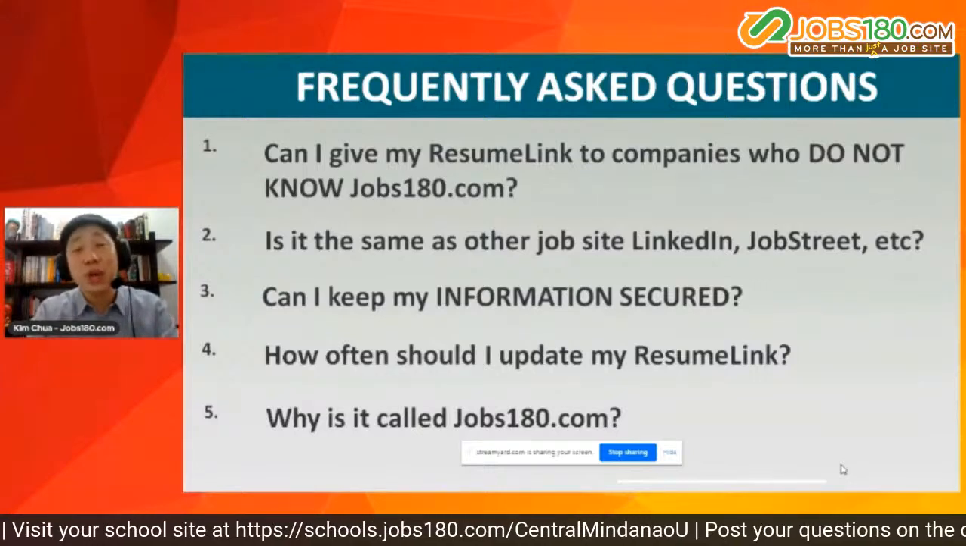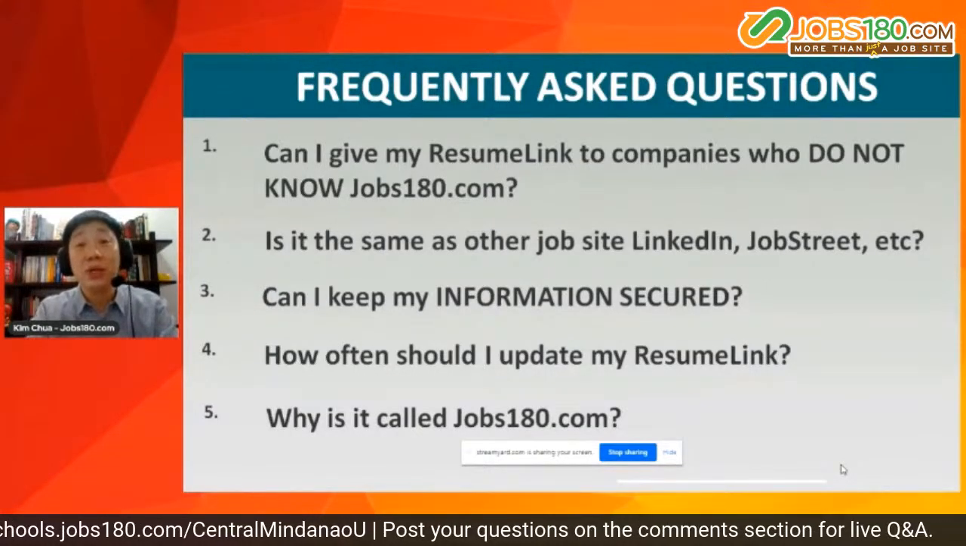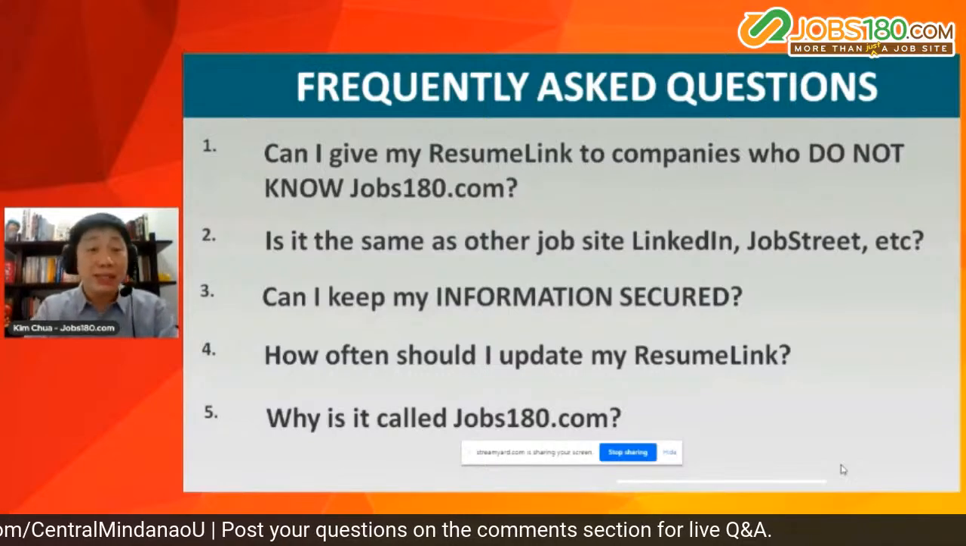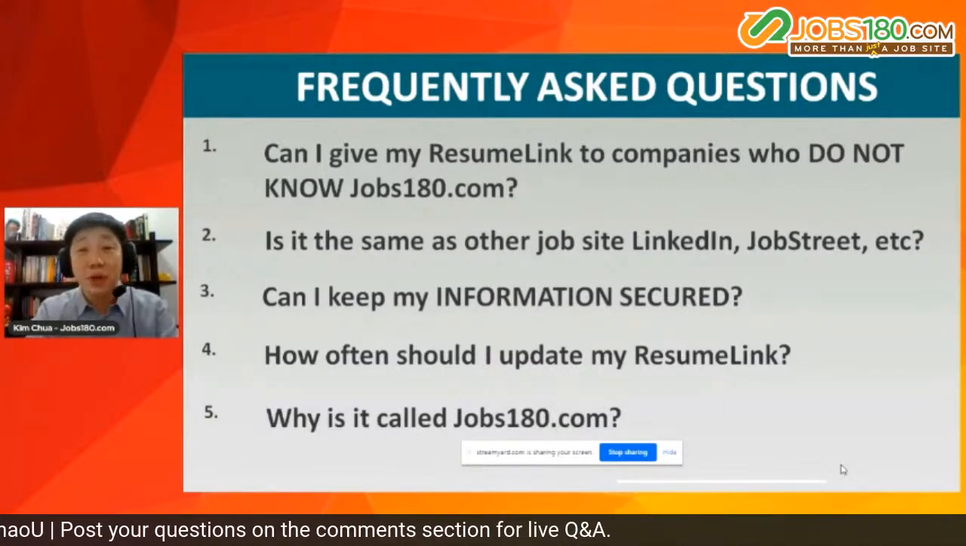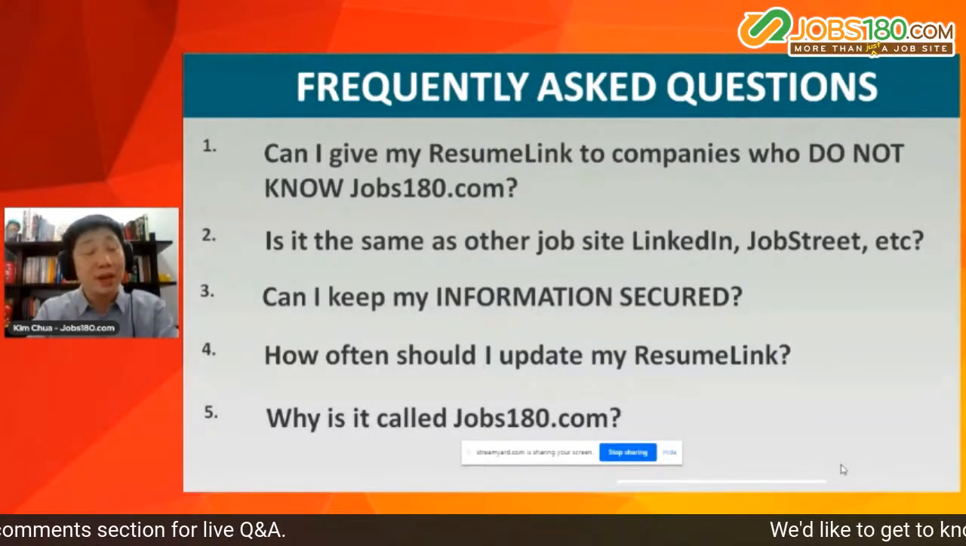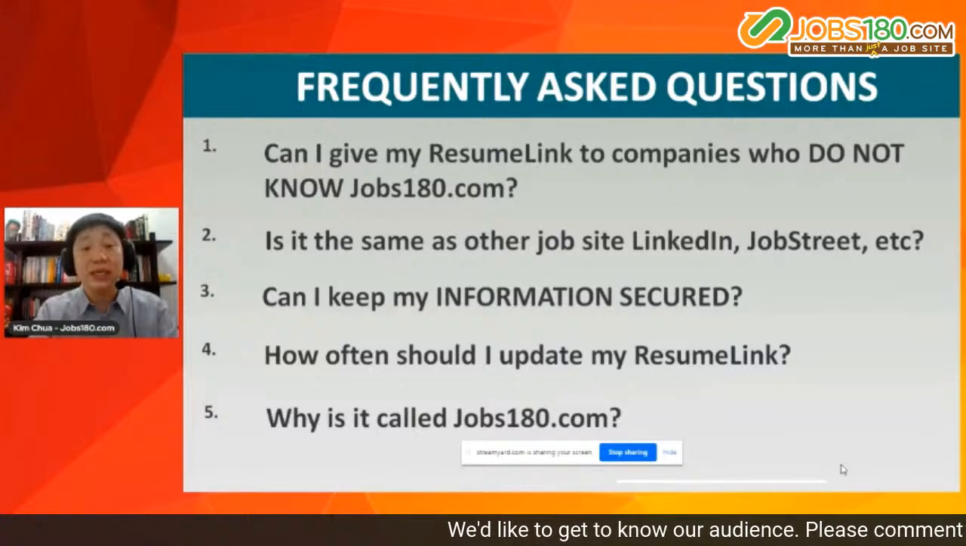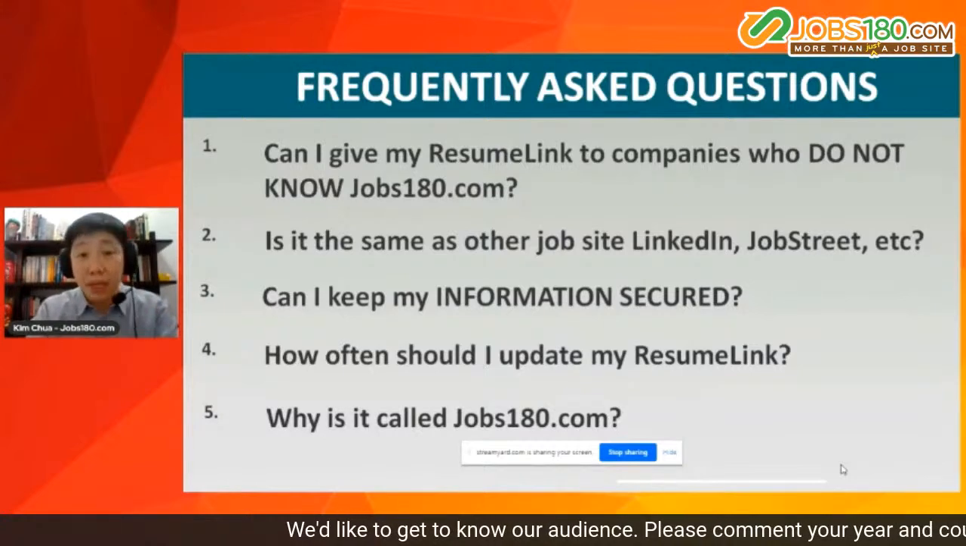How often should you update your resume link? Ang sagot dito, hindi araw-araw, hindi linggo-linggo, hindi buwan-buwan, hindi taon-taon. Ang sagot dito ay every time. Every time na meron kayong babaguhin, lalo na ang contact details nyo. Yan ang importante. You have to update your contact details every time na meron kayong papalitan doon. Kasi yan yung paraan para makontak kayo ng mga companies.